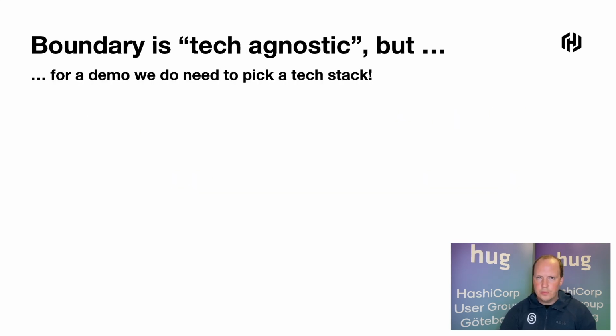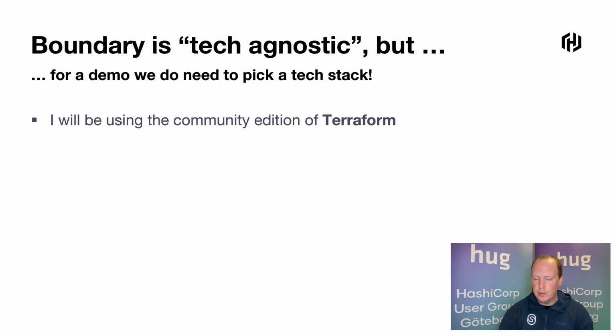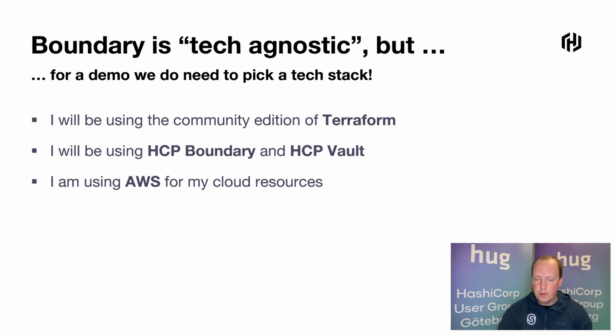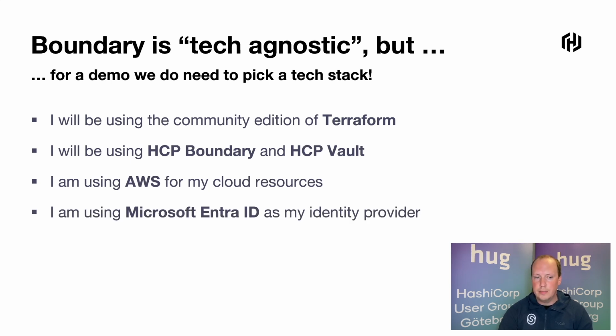Boundary is sort of tech agnostic, so it doesn't care if your resources are running in AWS, in Azure, or GCP, or wherever it might be. But for a demo, we need to pick some sort of tech stack to work with. So I will be using the community edition of Terraform. I will be using the managed versions of Boundary and Vault in the HashiCorp Cloud Platform. I am using AWS for all of my cloud resources, and I'm using Microsoft Entra ID as my identity provider. And finally, I will be using GitHub to highlight a use case for Boundary.